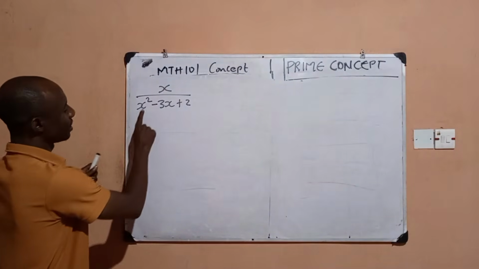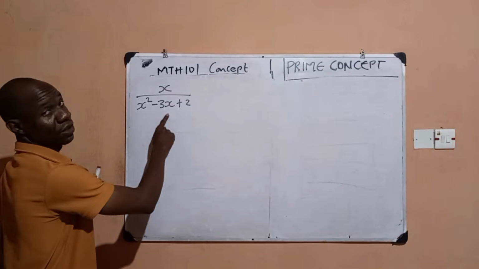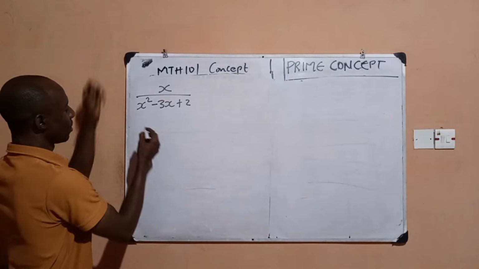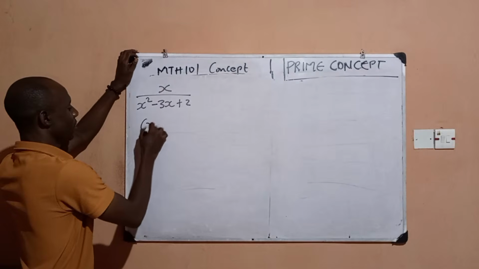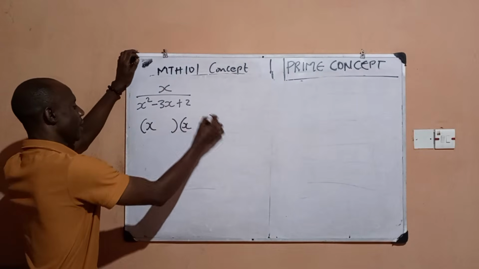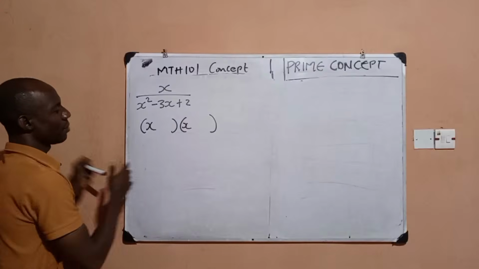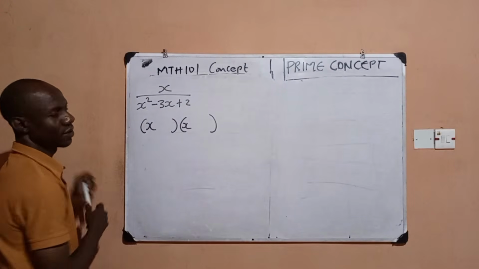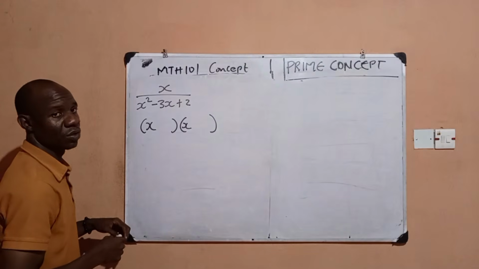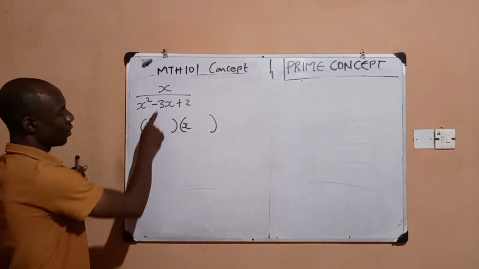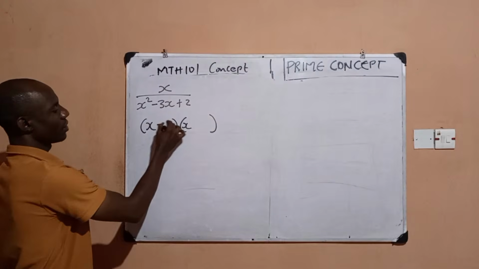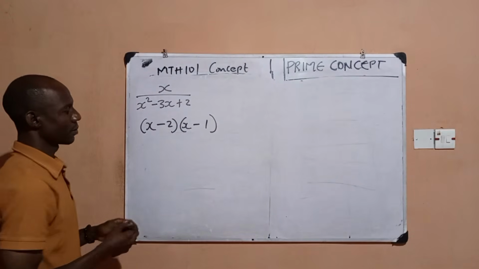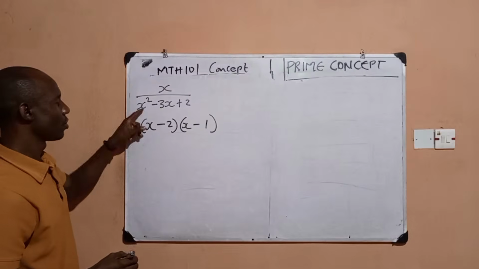Now, in the denominator, we need to factorize our denominator, right? Yes, so we need to look for two numbers that when I multiply them will give me 2, and when I add them, will give me minus 3. 2 times 1 is 2, but I want to get minus 3. It means it will be minus 2 and minus 1. So this is what I'm going to use for my denominator.